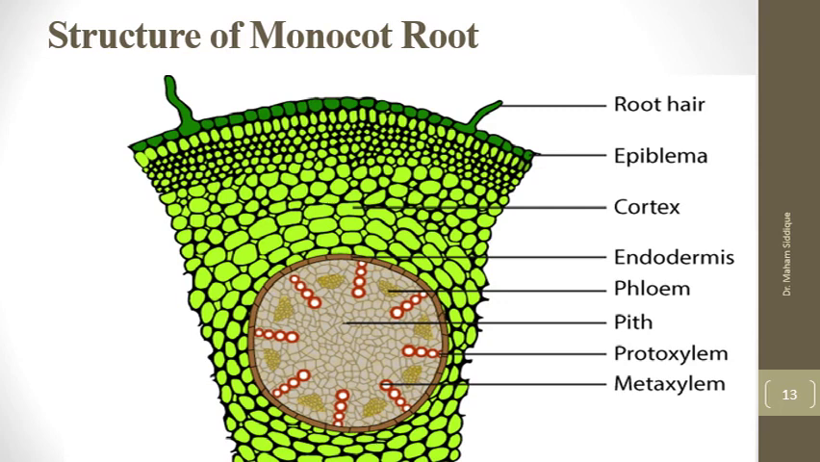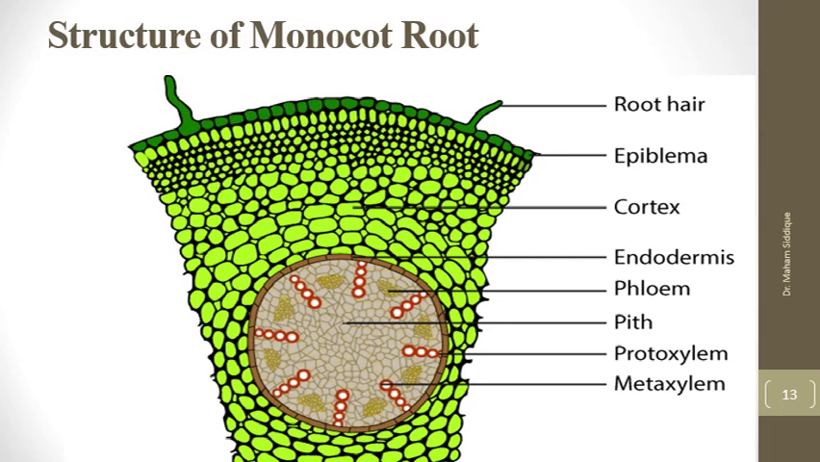Next layer is endodermis. The brown layer is called endodermis. Endodermis is the boundary of the cortex and is single layered. It is made up of barrel-shaped cells which do not enclose intercellular spaces.